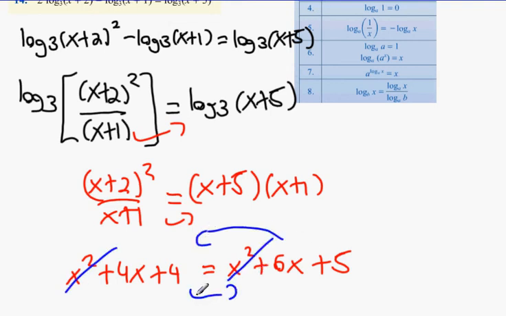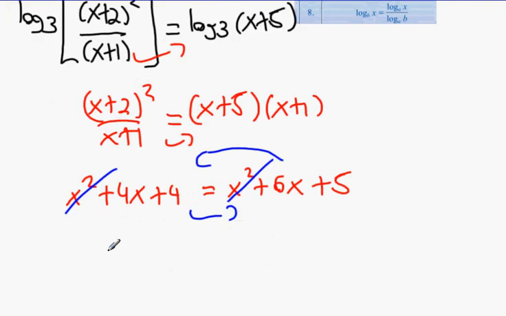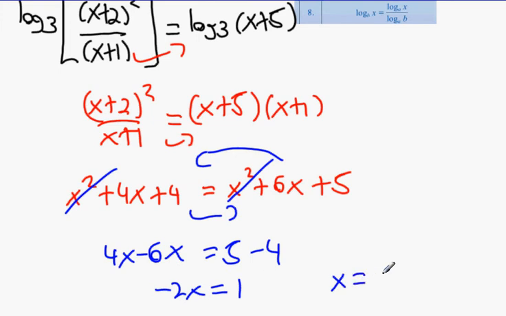6x to the left, 4 to the right. And what you're going to get is 4x minus 6x equals 5 minus 4. Minus 2x equals 1. x equals minus a half. Okay? So x equals minus a half.